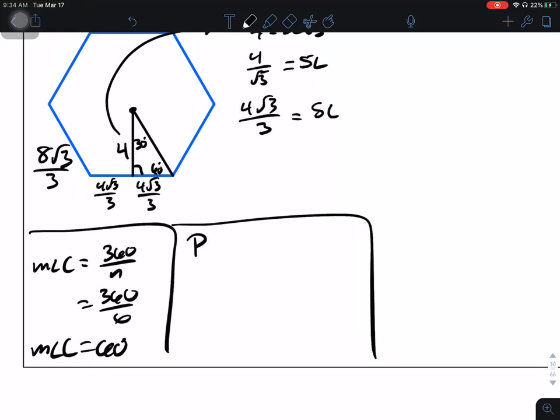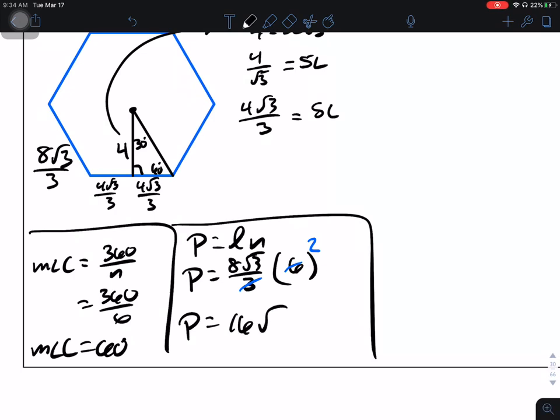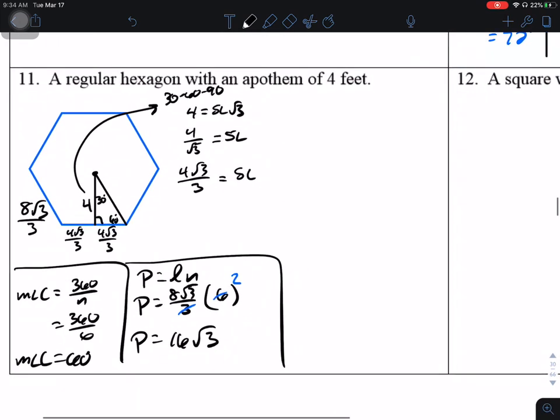So to find the perimeter, it's the length of a side times the number of sides. The length of a side is 8 square roots of 3 over 3. The number of sides in a hexagon is 6. 3 goes into 6 2 times. So we end up with 16 square roots of 3 is the perimeter.